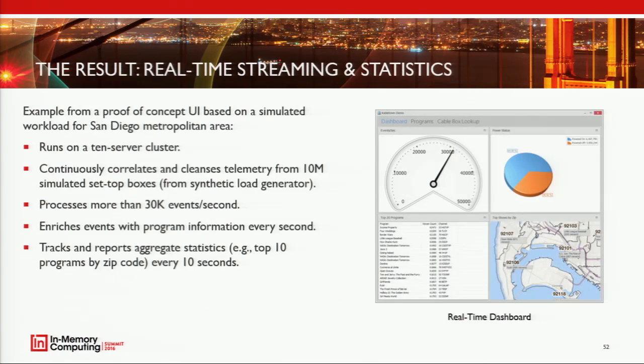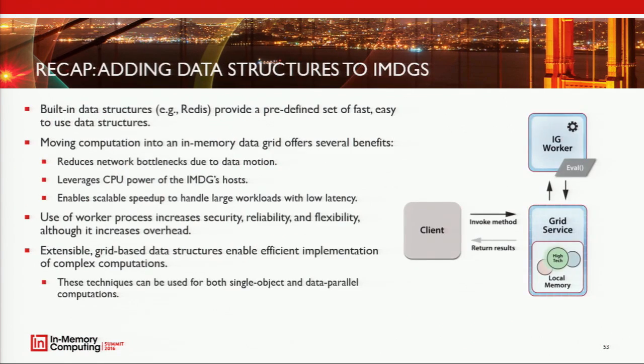This illustrates how you might want to have full access to the grid within the grid worker itself. So this was the UI we gave to this particular customer, and we were able to meet their need of doing this analysis and enrichment every second. We could enrich every event within a second. Their goal was 25,000. We demonstrated 30,000 while computing the top 10 programs by zip code in under 10 seconds. We did this on 10 servers in Amazon. And I see I'm down to 5 minutes, but luckily I'm on my last slide.